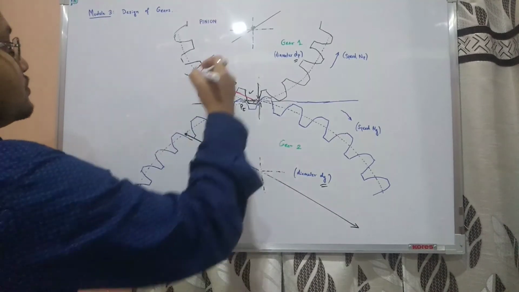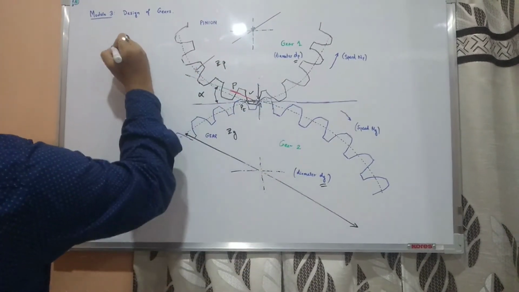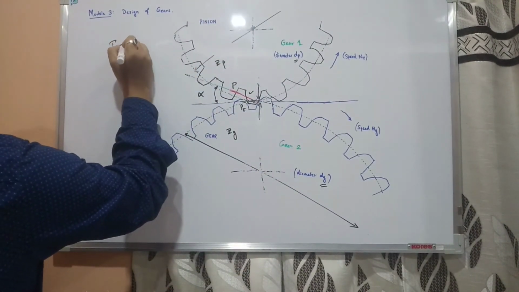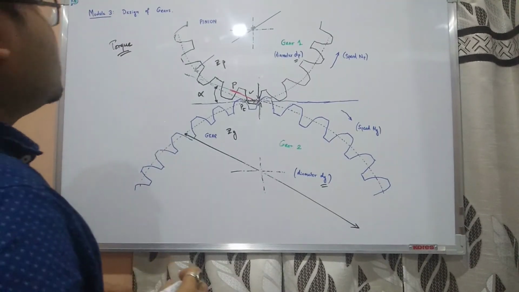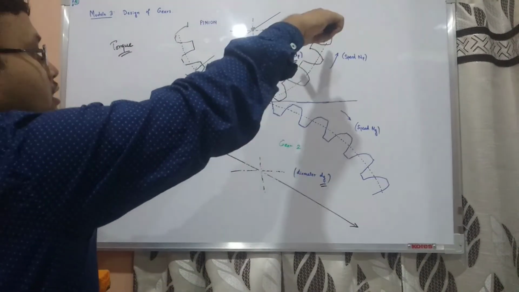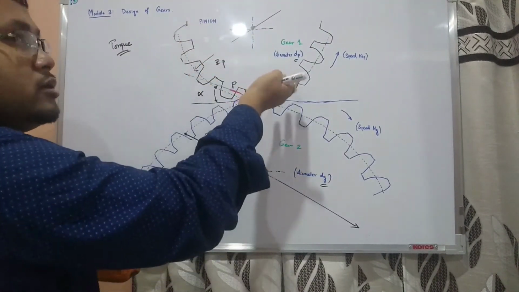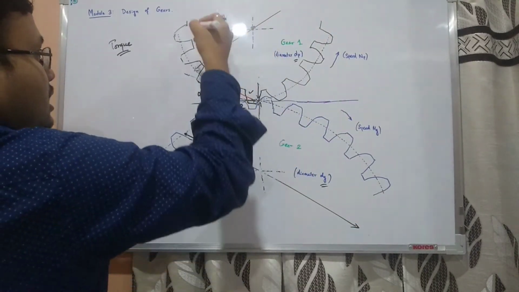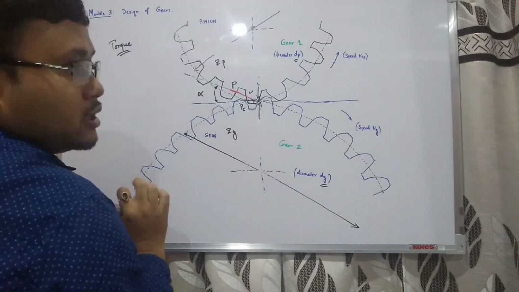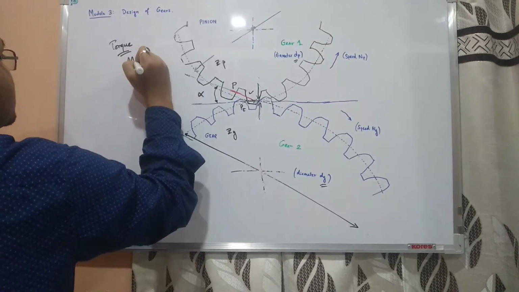Now next is, let's talk about the torque. Now torque being applied by the pinion, which torque will be received by the pinion from your motor, and it will apply the torque to the gear, right? So we write it as Mt.